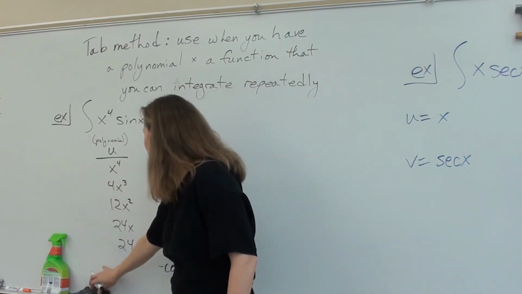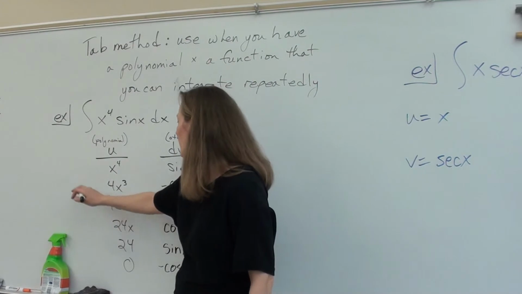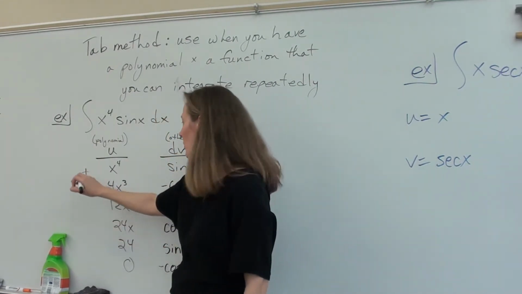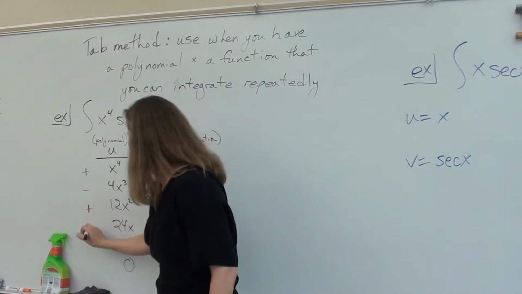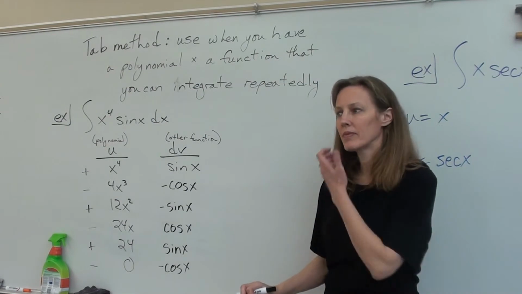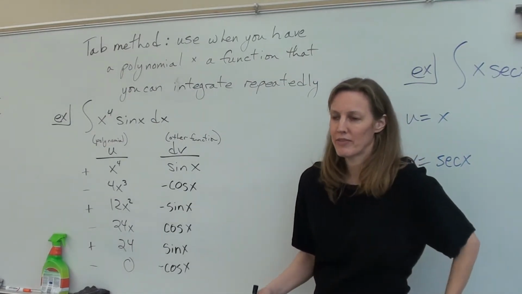Over here, next to your u column, you want to make a third column. You always start with plus, and then you alternate with signs. So we go plus, minus, plus, minus, plus, minus. Here we have a negative 0. The last row you really don't have to write. That's okay.